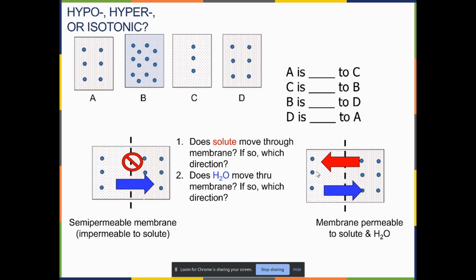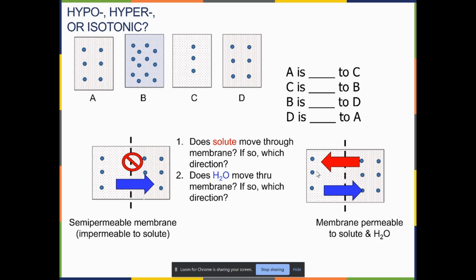Then if we move towards the top, we're looking at situations A, B, C, and D, and we're going to compare them to each other. A is blank to C. Look at A, it has more solute than C. So A is going to be hypertonic to C.